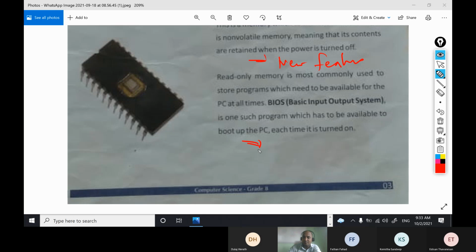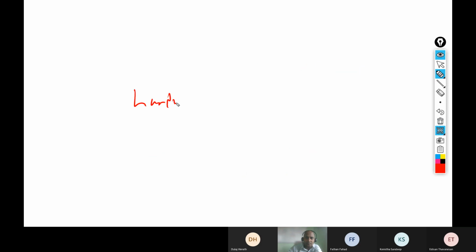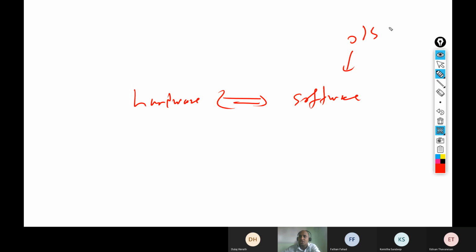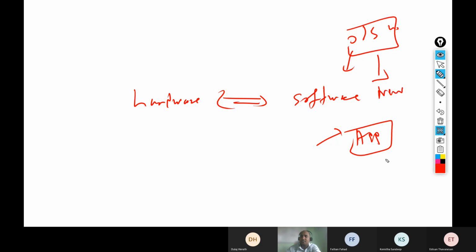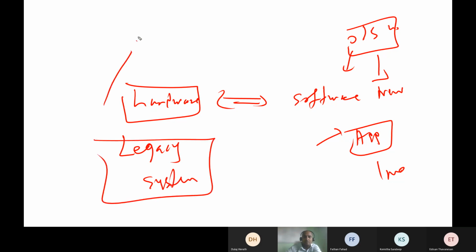Because of new functionalities. Sometimes our new systems and new software don't match with the hardware, right? Hardware goes this way and software goes this way. We are launching new operating systems, new versions, new apps, but these apps and OSs are made with new technologies. The thing is, we still use a legacy system. What do you mean by legacy system? I gave this word earlier. Legacy system. It's the old system. All hardware.